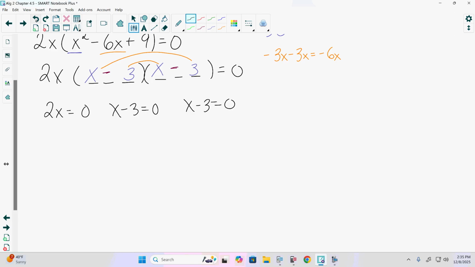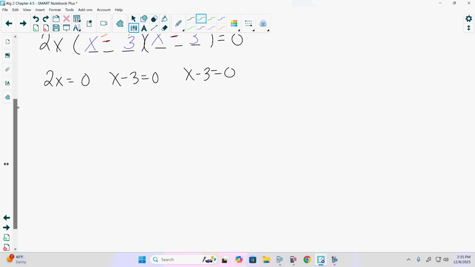Now 2x equals 0. Wait a minute. What did we just say about the zero product property? We have two or more things multiplied together to 0. One of them has to be 0. I can't do anything with 2. It doesn't have an input. It's just the number 2. So the only part of that that could be 0 is x. Or I can divide both sides by 2. 2x divided by 2 is just x. 0 divided by 2 is, well, 0. We get there either way.